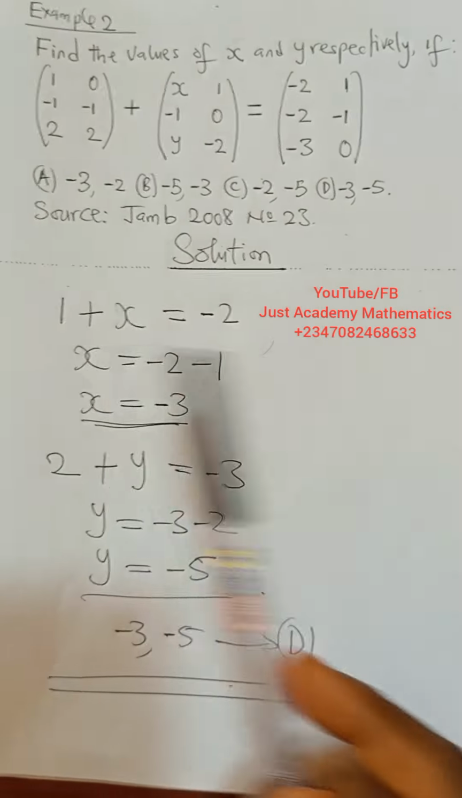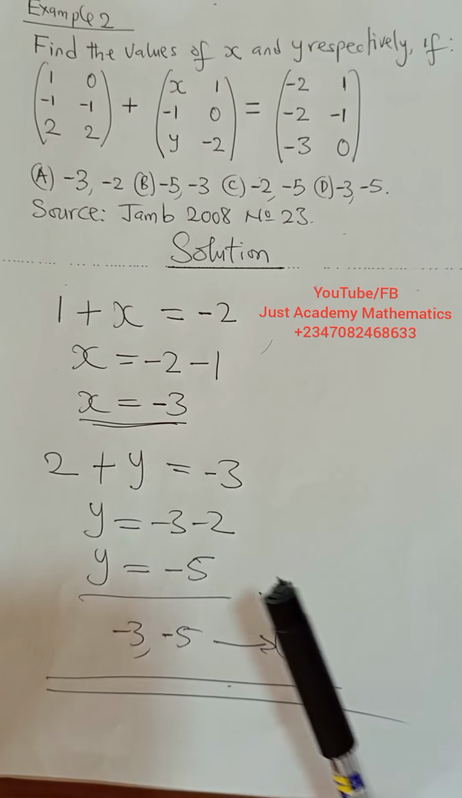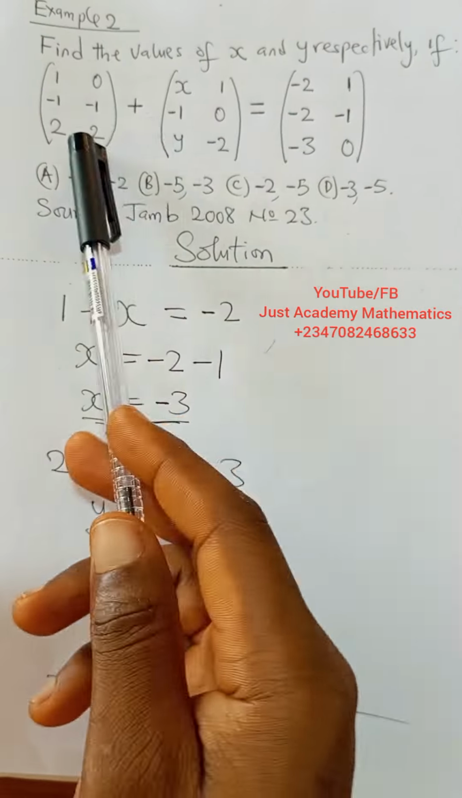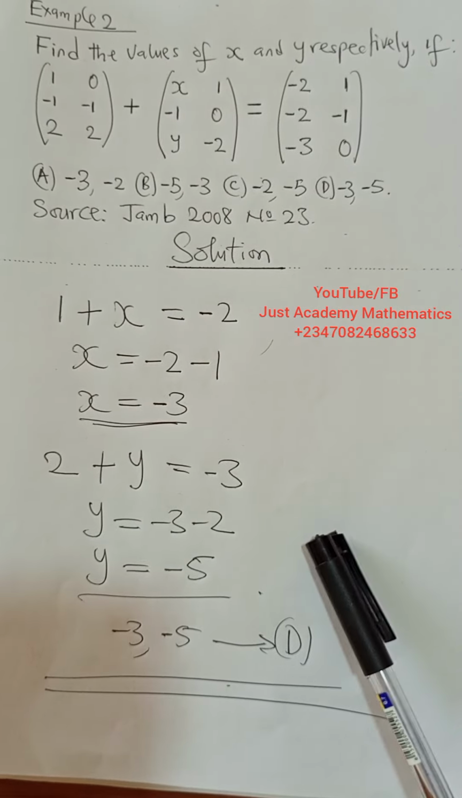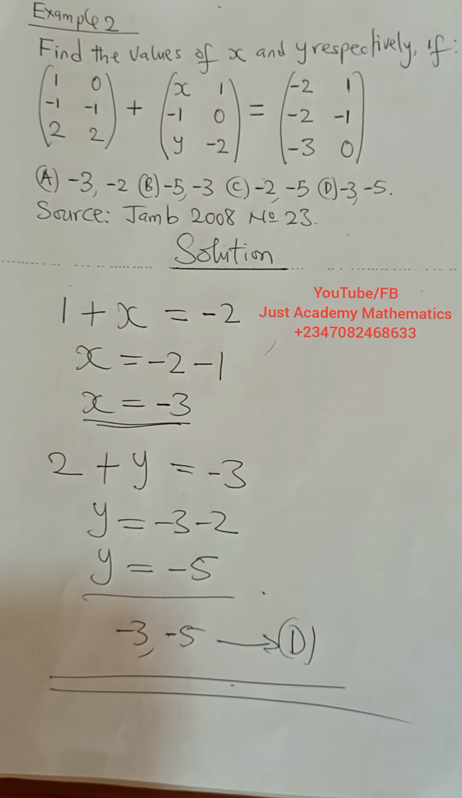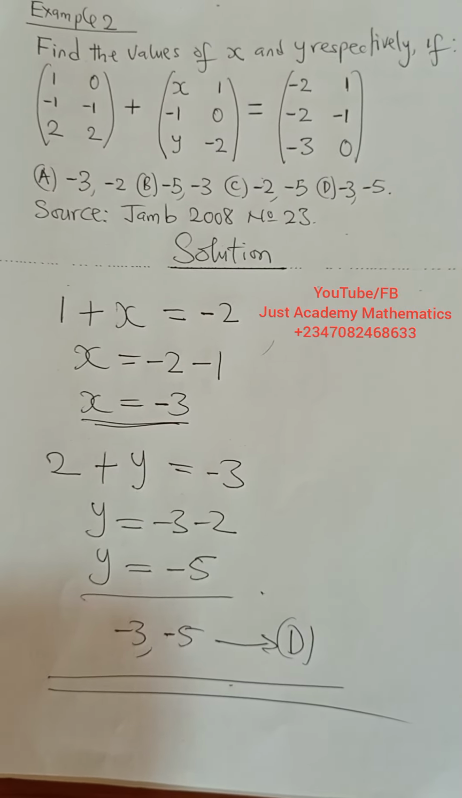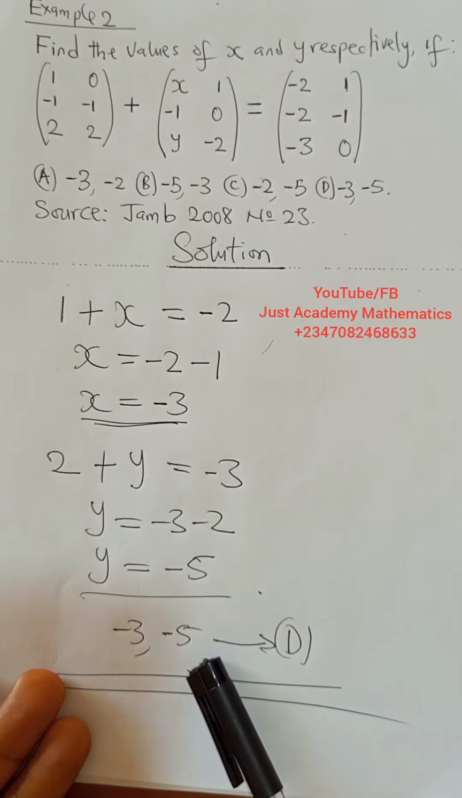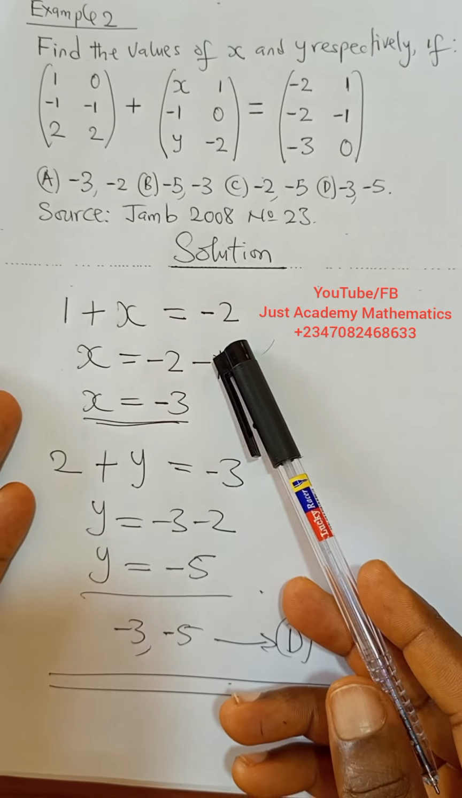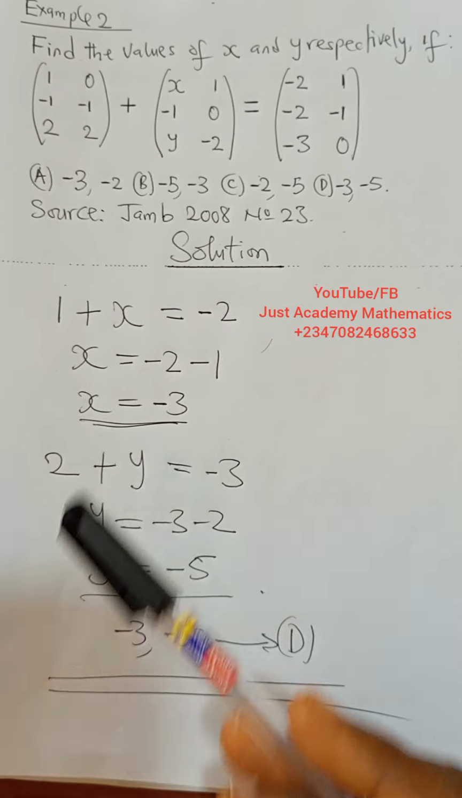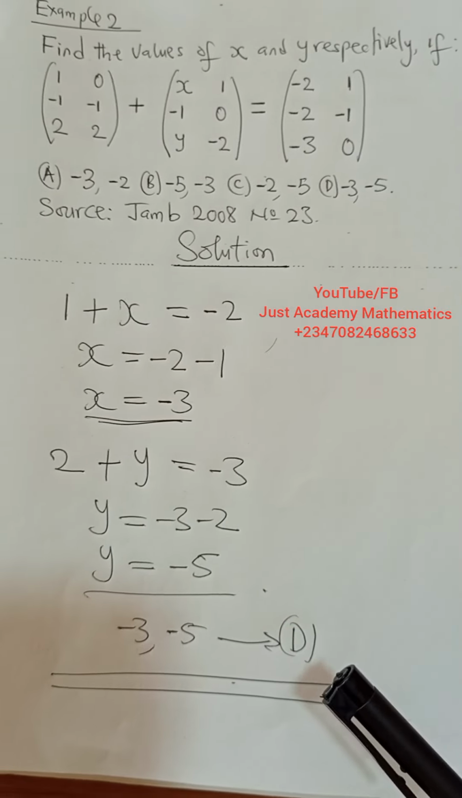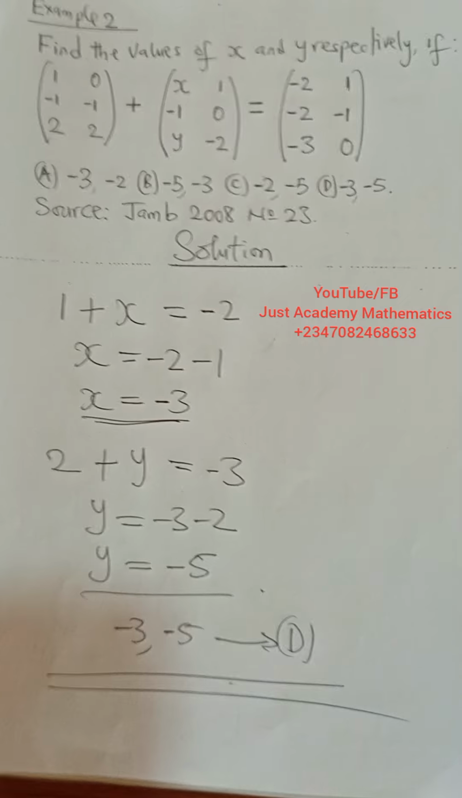No matter how they give it to you, it's the same principle. Sometimes they can give you some equation that can lead to simultaneous equation or quadratic equation. It's still the same procedure. It's just that this one is giving us a linear equation. Assuming it's simultaneous equation, we'll solve it simultaneously. Assuming it's quadratic equation, we'll solve it using any of the methods of solving quadratic equation. So that is all the process.